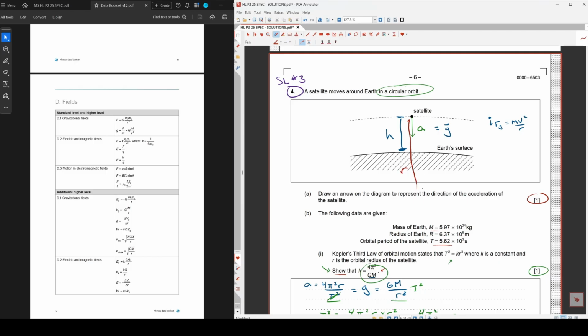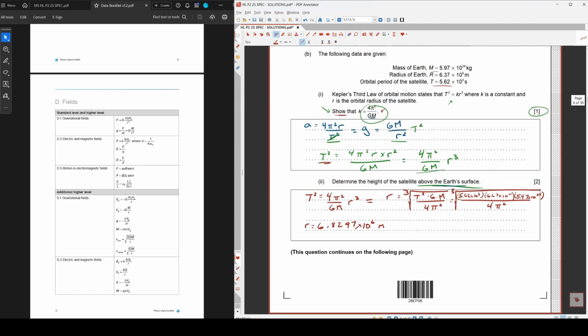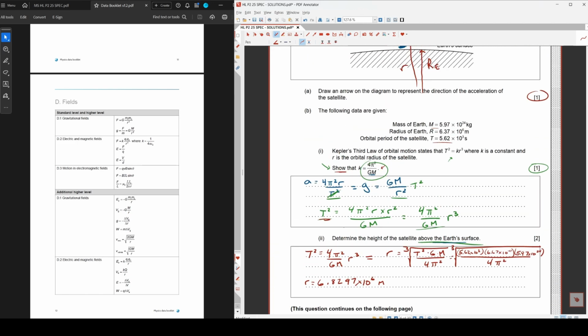Right? That's what I found. And I'm going to have to take off the radius of the Earth, right? The difference there is this height that I'm looking for. So that's what we're going to do. They told me the radius of the Earth, another thing that they have to tell me because it's not in the data booklet.